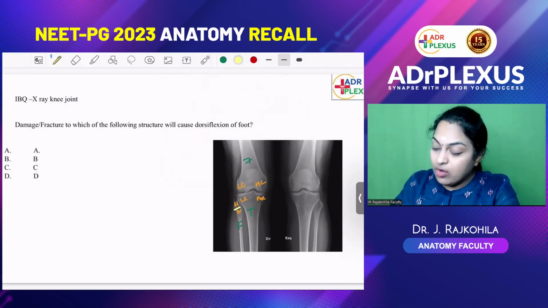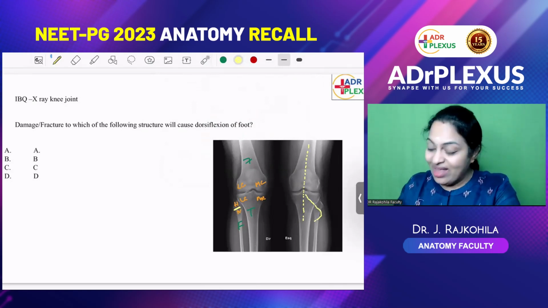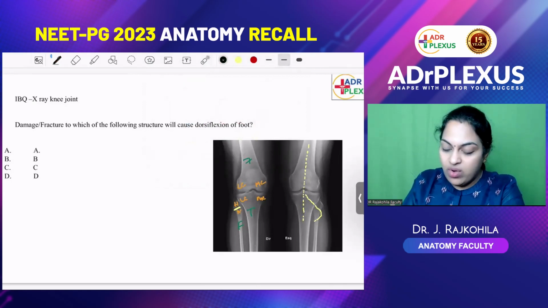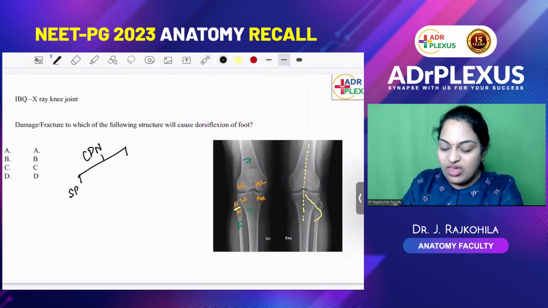At the upper angle of the popliteal fossa, the sciatic nerve is going to divide into the tibial nerve, which runs in the posterior compartment of the leg, and the common peroneal nerve that winds around the neck of fibula. It's going to divide into two, right? Tell me, what are the two divisions of the common peroneal nerve? It divides into the superficial peroneal nerve and the deep peroneal nerve.